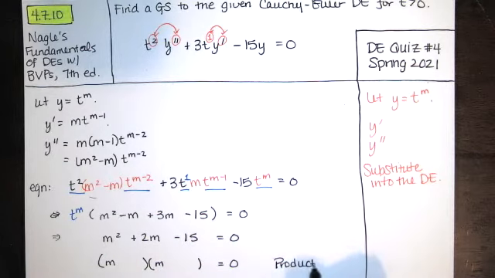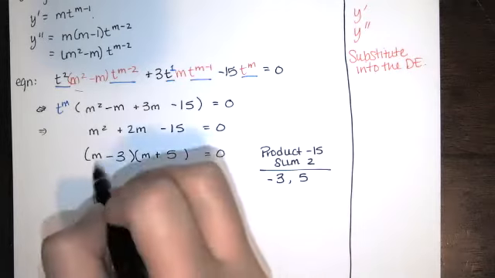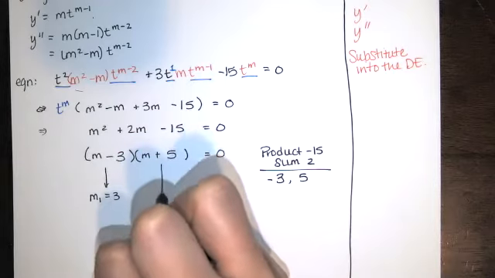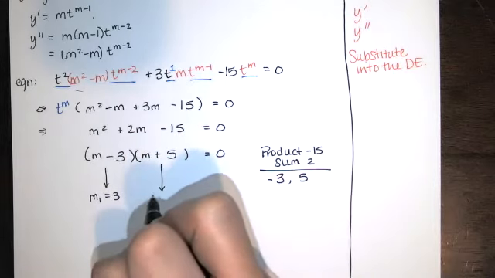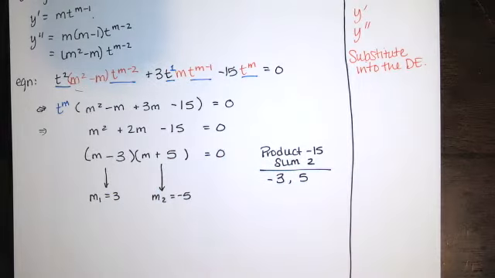To factor it, we need to find two numbers that give us a product of negative 15 and then add to 2. 3 and 5 will work if they have opposite signs. If the 5 is positive and the 3 is negative, then negative 3 plus 5 gives us a positive 2. Negative 3 times 5 is the negative 15. So I'll have a minus 3 here and a positive 5 there. And if this times this equals 0, that means the first factor is 0 or the second factor is 0. So our first solution is m equals 3, and the second one is m equals negative 5, just from setting those equal to 0 and solving for m.